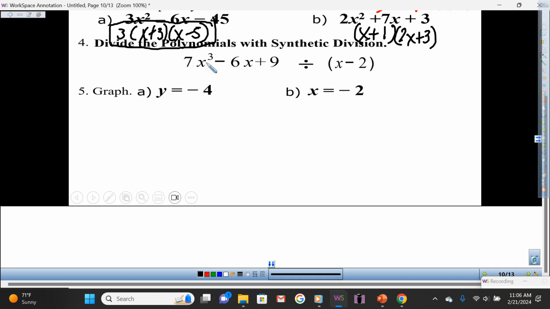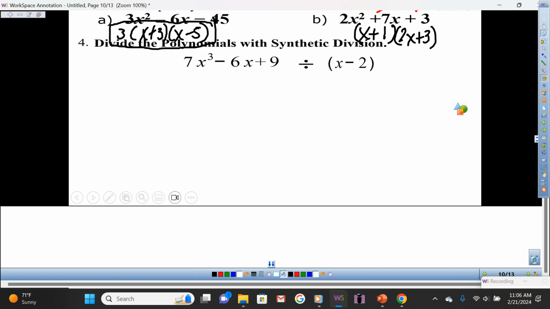Let's go to number 4. Synthetic division. I'm going to go over this one just to make sure we got it. I'm giving you the extra practice. Here we go. Brandon knows? Okay. Brandon, help me out. What's the first thing we do? Standard form, yes. This is third degree. This is first degree. This is 0 degree.